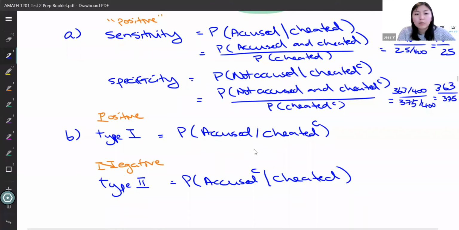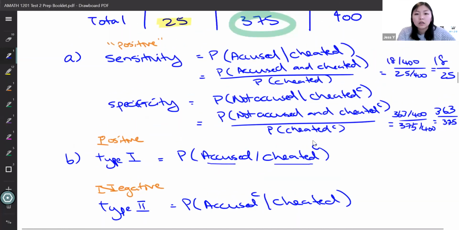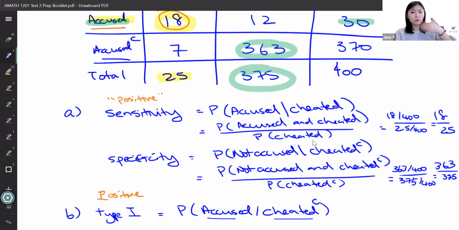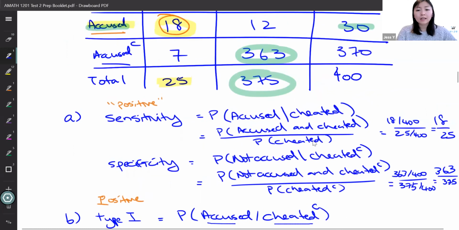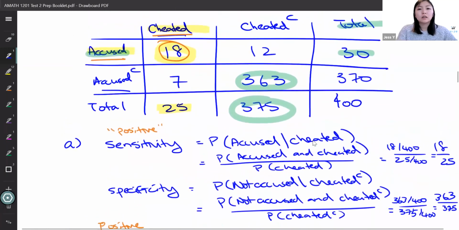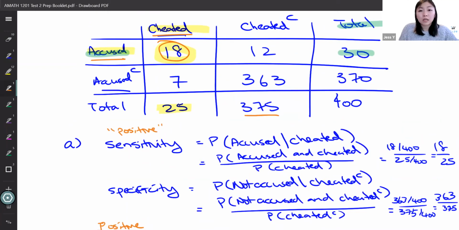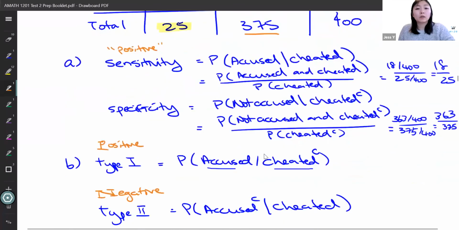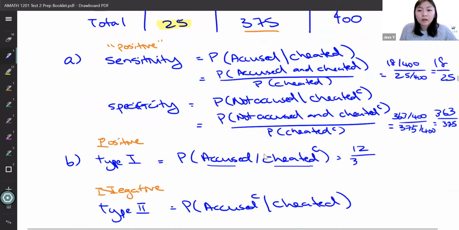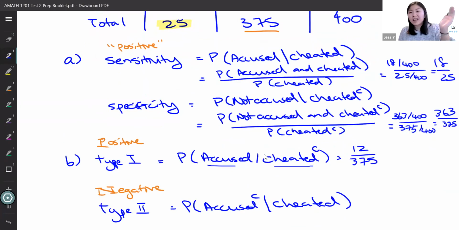So in part B, type 1 error, we're looking for the probability that someone was accused, given that they did not cheat. So I could do the same thing that I did in part A, use the formulas and so on. Or I can just say, okay, given that they didn't cheat, if I'm looking at just the people who didn't cheat, that's 375. I want to find the probability that they were accused of cheating. So that's 12. So I could just write 12 out of 375. If you use the formula, just like you did from part A, you would end up with the exact same answers. I'm just trying to show you shortcuts for those of you who want to use the shortcuts.